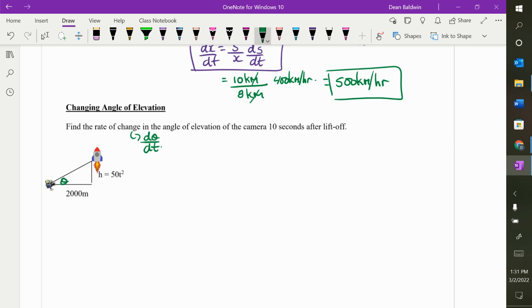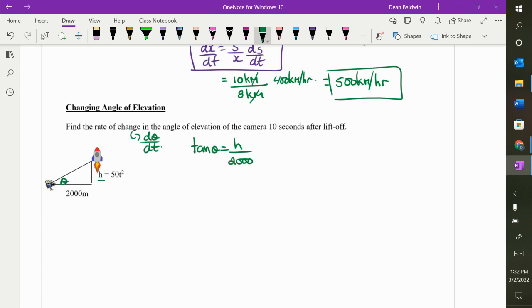So what trig function am I using? Sorry? TOA. Tan, right? Opposite over adjacent. So you write tan. Just write it out. Tan theta is equal to the opposite side, which is h, over 2,000. The 2,000 isn't changing, right? The camera's not moving. The rocket's just flying straight in the air.